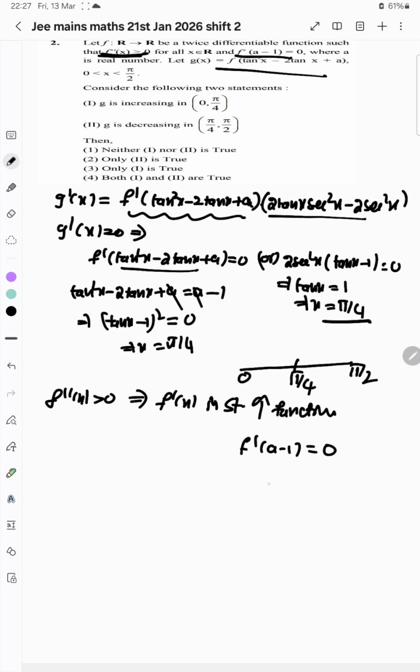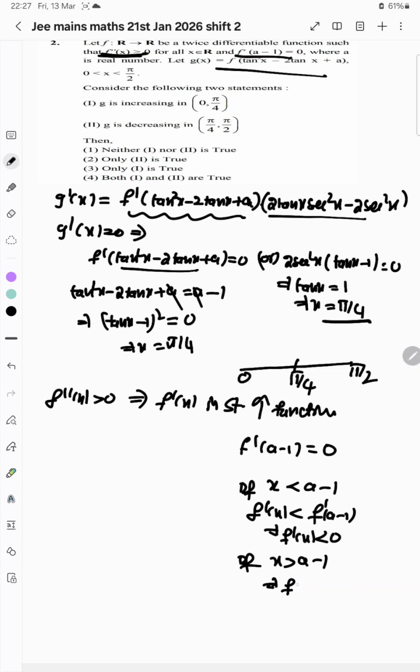That means what? If you take any x which is less than a minus 1, then f dash of x is also less than f dash of a minus 1, and f dash of a minus 1 they gave already is 0. That means f dash of x is negative. Similarly, if you take x greater than a minus 1, we also can get f dash of x greater than 0. That is the meaning of the point.